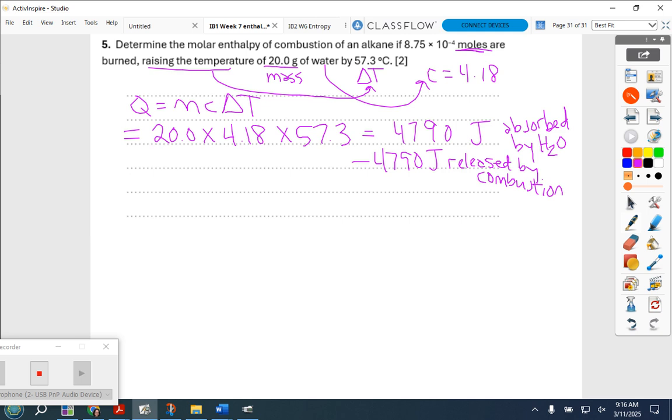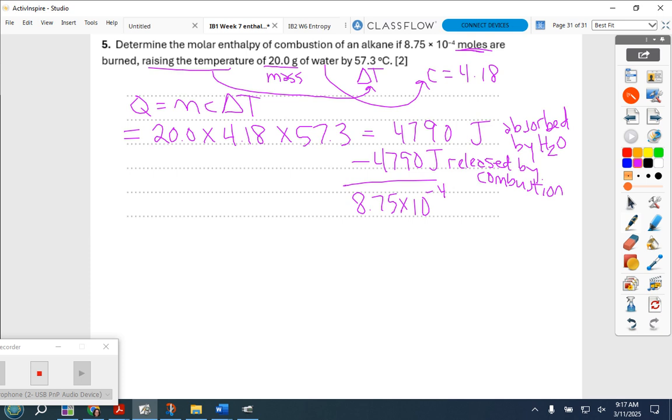But molar, and it specifically says molar enthalpy, and it gives us the number of moles. So we have to take that number and divide it by how many moles we burned. You might have a mass here that you have to convert into moles, like in the previous multiple choice question. But here they're giving you the moles, so we just take that divided by 8.75 times 10 to the negative fourth. Some of you dealt with the scientific notation by figuring out what this was in decimal notation and punching it into your calculator that way.